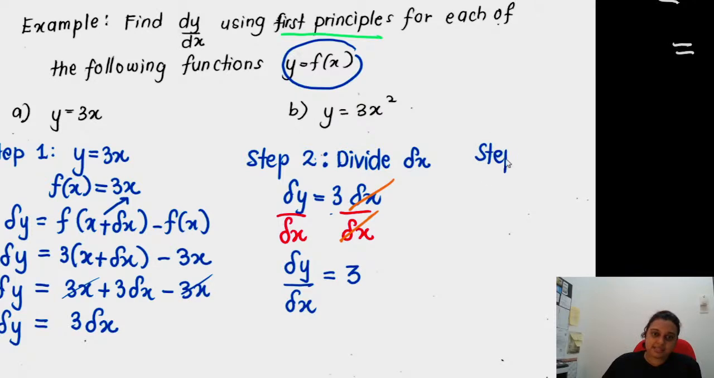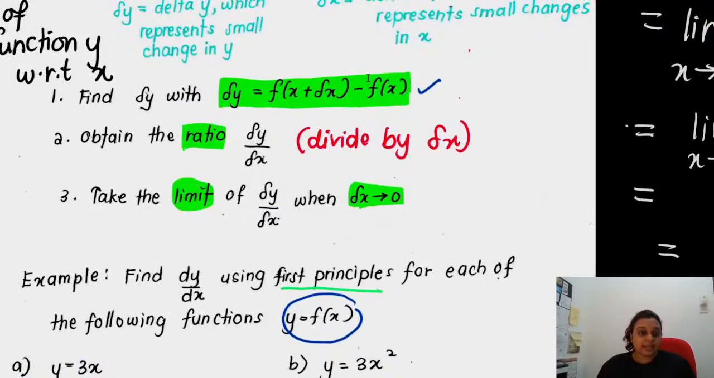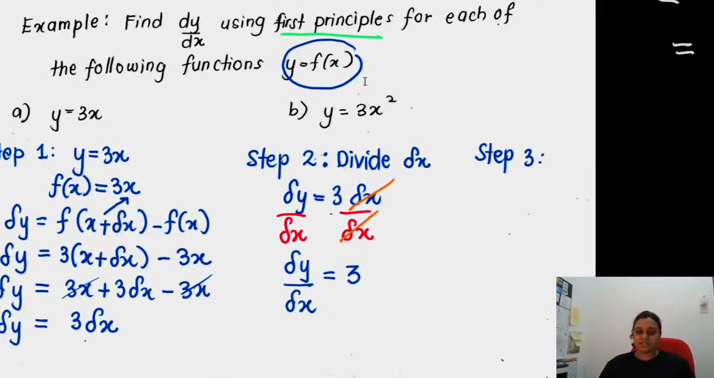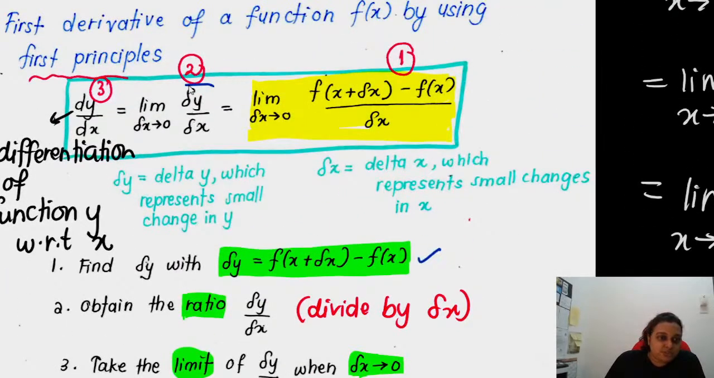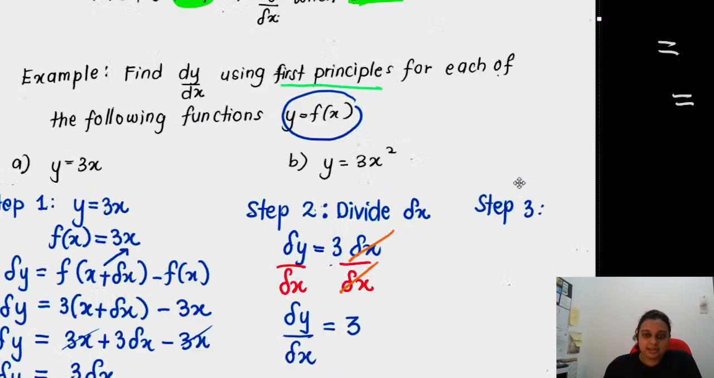Step 3 is the last step. What was step 3 just now? Take the limit. This one is very simple. You have to find the limit for dy dx. Usually you just copy this whole formula. That is step 3. So I'm just going to copy that.